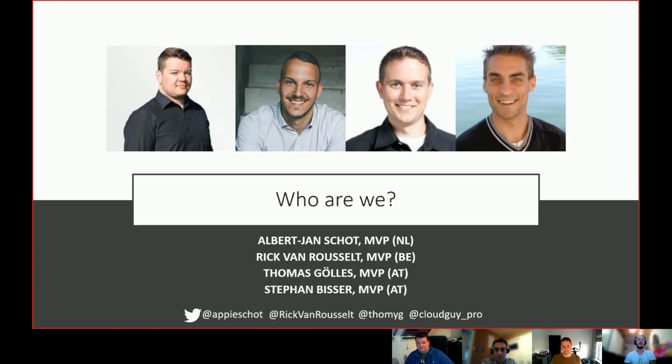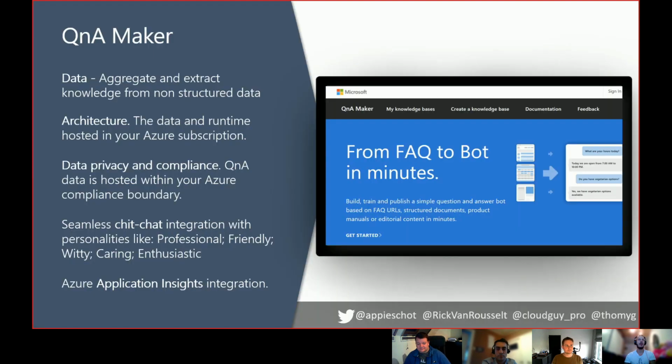Good. So let's start off with some basics before we dive deeper into bots. Let's look at some basic cognitive services, or mainly one cognitive service, which is known under the name QnA Maker, which is part of the cognitive service APIs. The cool thing about it is it's just a simple API web service which you can use to aggregate and extract knowledge from various data sources.